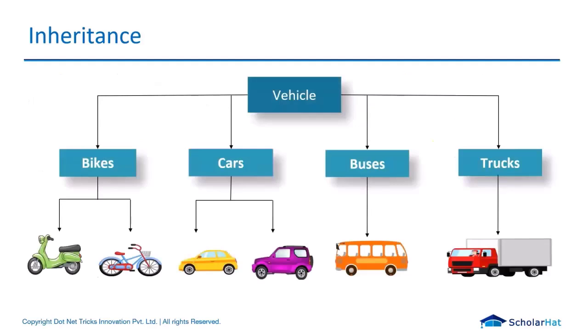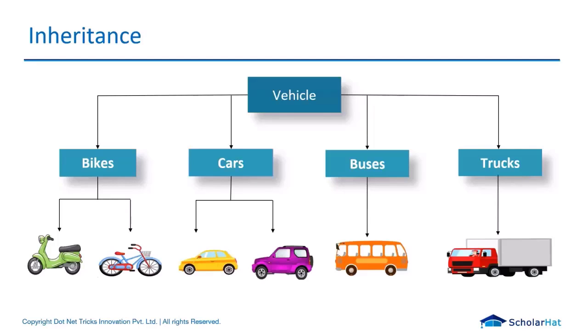This is one of the examples, and there are so many real-time entities in our day-to-day life which are based upon inheritance. You can see that vehicle is one of the entities. We have different vehicles. We have bikes, cars, buses and trucks. Every vehicle has common behavior like the brand, the color and the speed. But bikes will have different behaviors like gears, clutches and all.